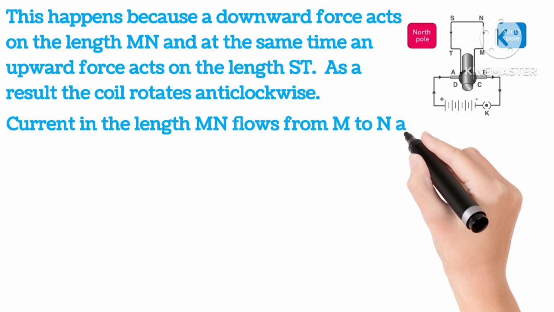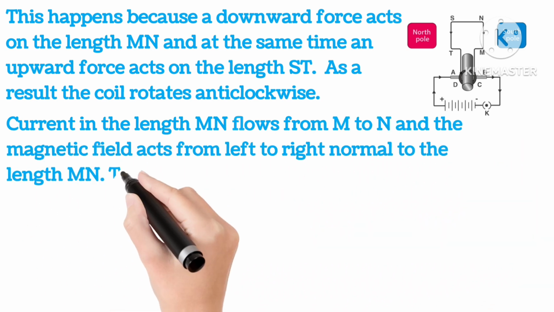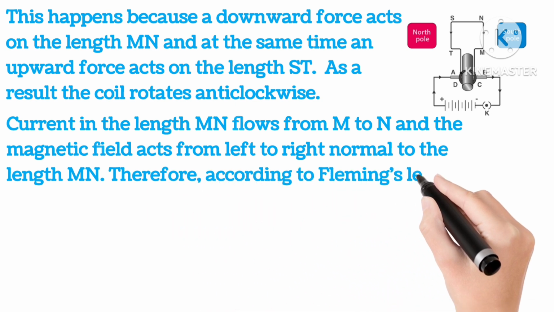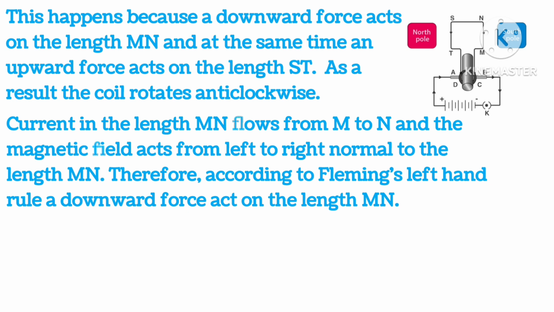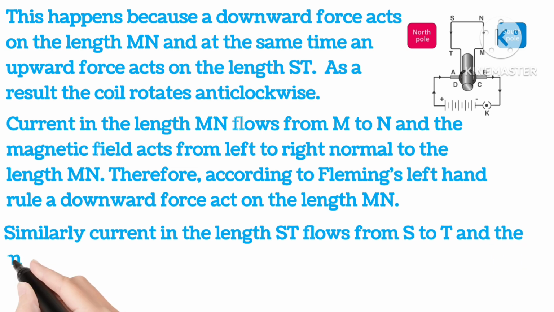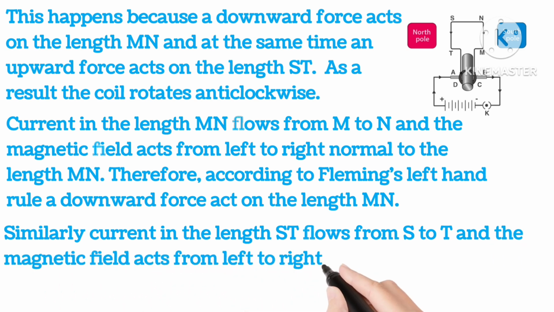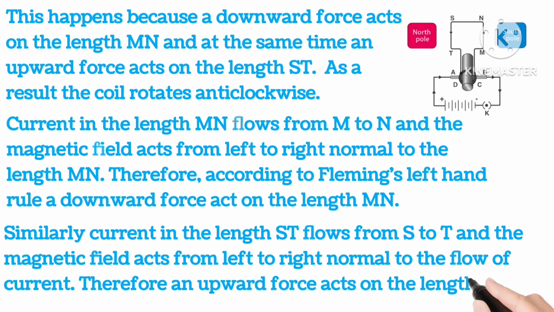Current in the length MN flows from M to N and the magnetic field acts from left to right, normal to the length of MN. Therefore, according to Fleming's left-hand rule, a downward force acts on the length MN. Similarly, current in the length ST flows from S to T and the magnetic field acts from left to right, normal to the flow of current. Therefore, an upward force acts on the length ST.